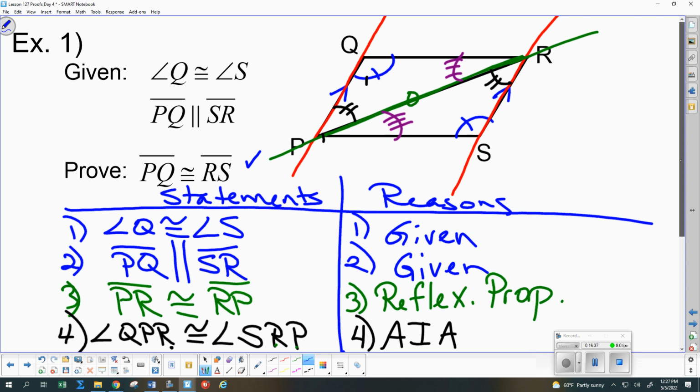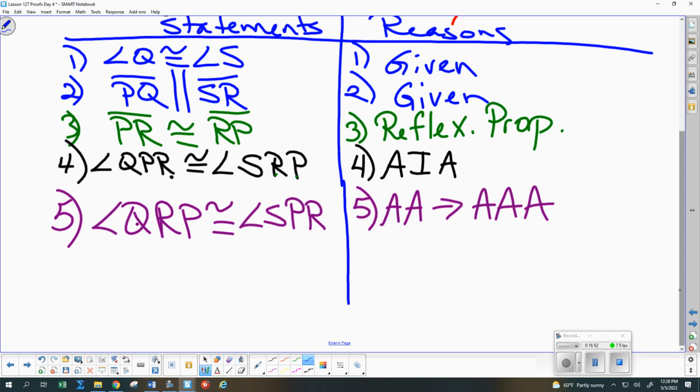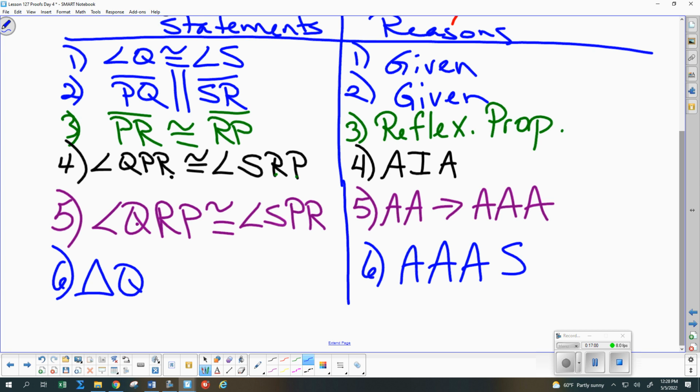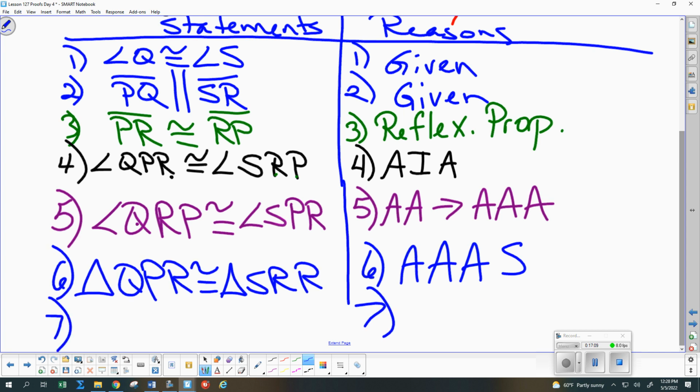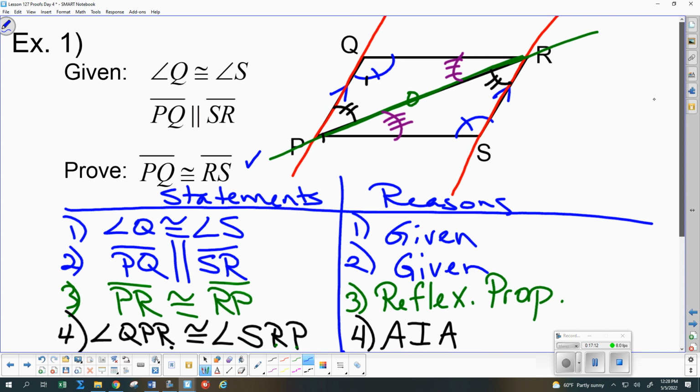Do I have enough marked to say they're congruent for the triangles? What do we think? Ethan, what's my reason? We have 3 sets of sides marked now and 1 set of angles. So we know that the triangles are congruent, and I can stick with my QPR and my SRP.